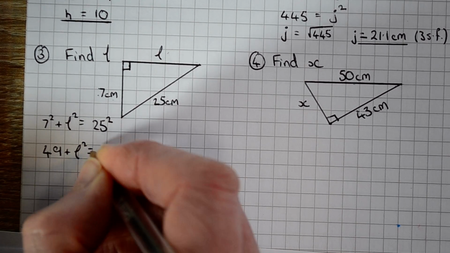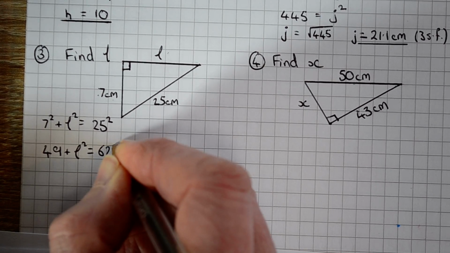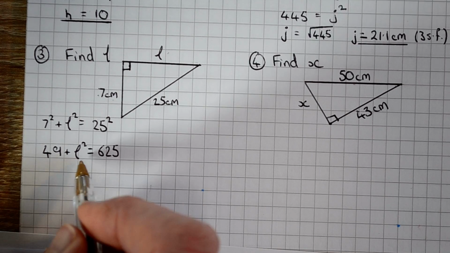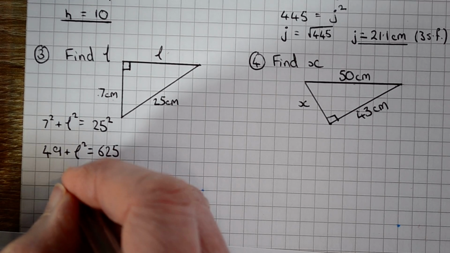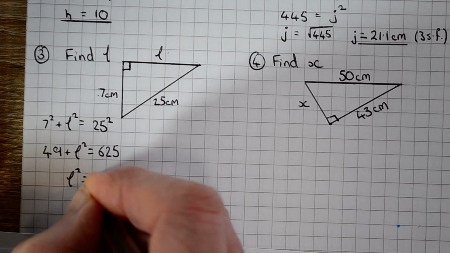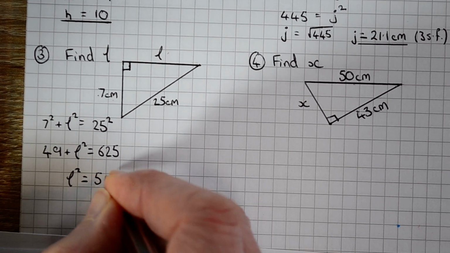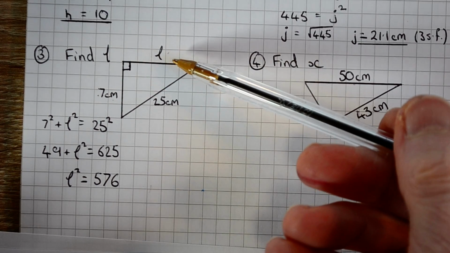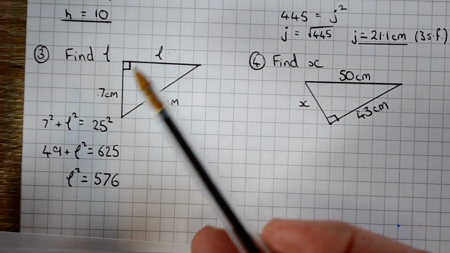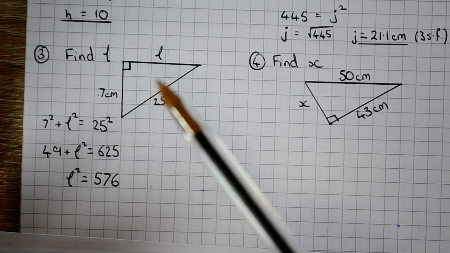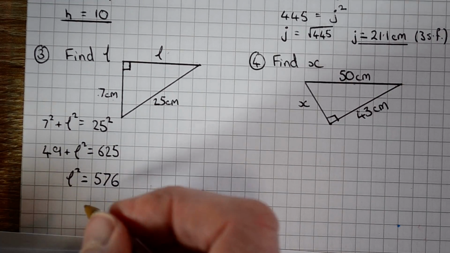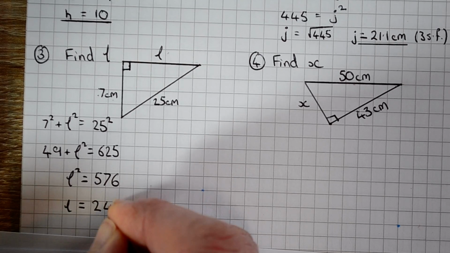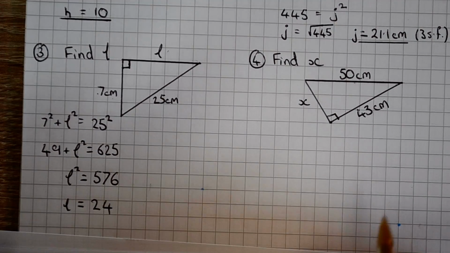So we can work out our squares. So we want to find out what L squared is. So we need to take away 49 from both sides. So we found the size of the square on this side, so now we need to instead just find the length. And we do that by taking the square root. It's 24 exactly.